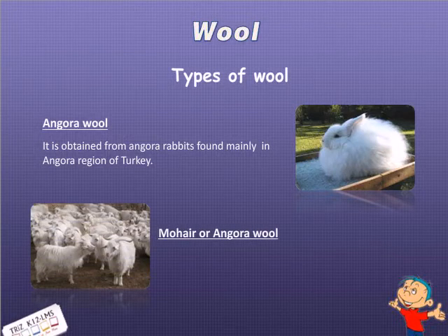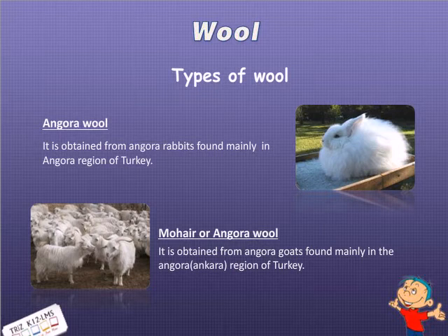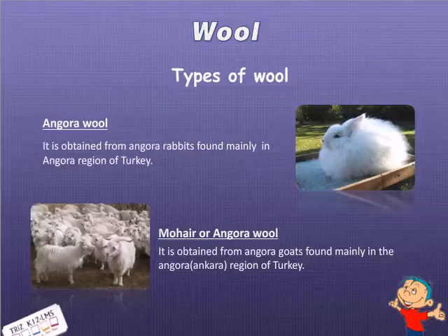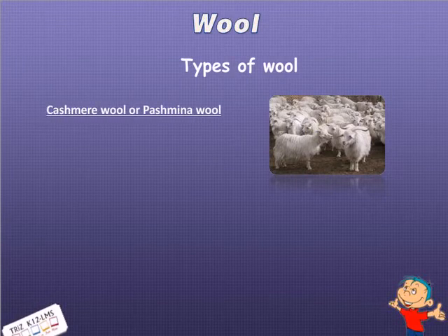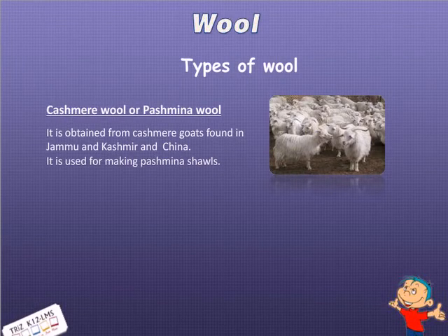Mohair wool or Angora wool. It is obtained from Angora goats, found mainly in the Angora region of Turkey. Kashmir wool or Pashmina wool. It is obtained from Kashmir goats, found in Jammu and Kashmir and China. It is used for making the Pashmina shawls.